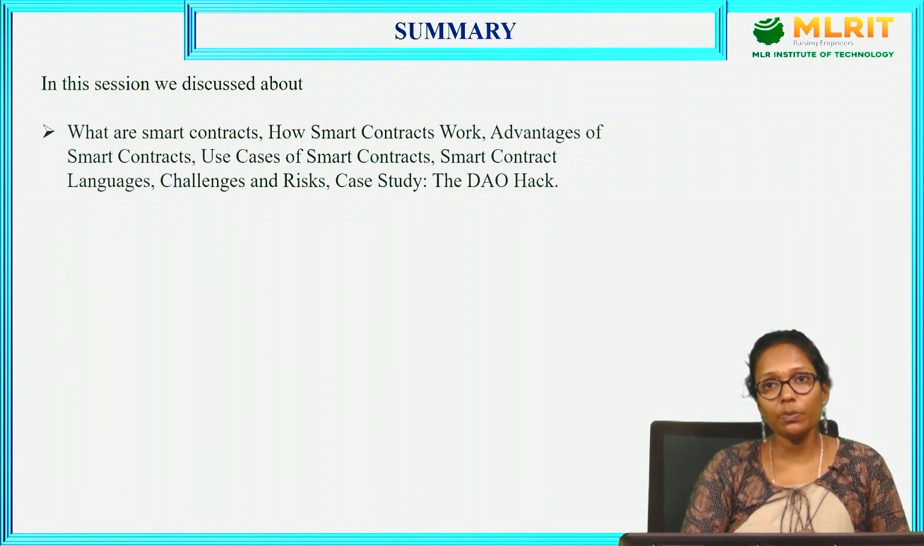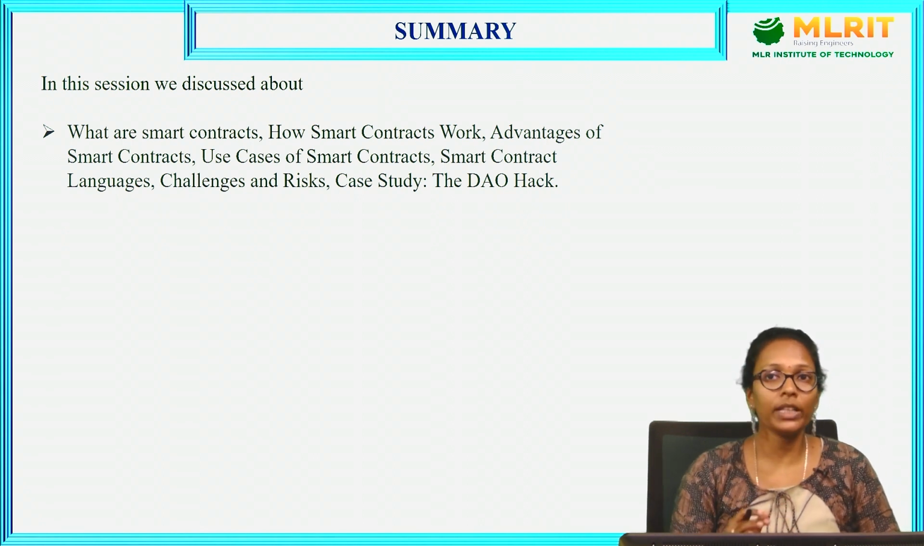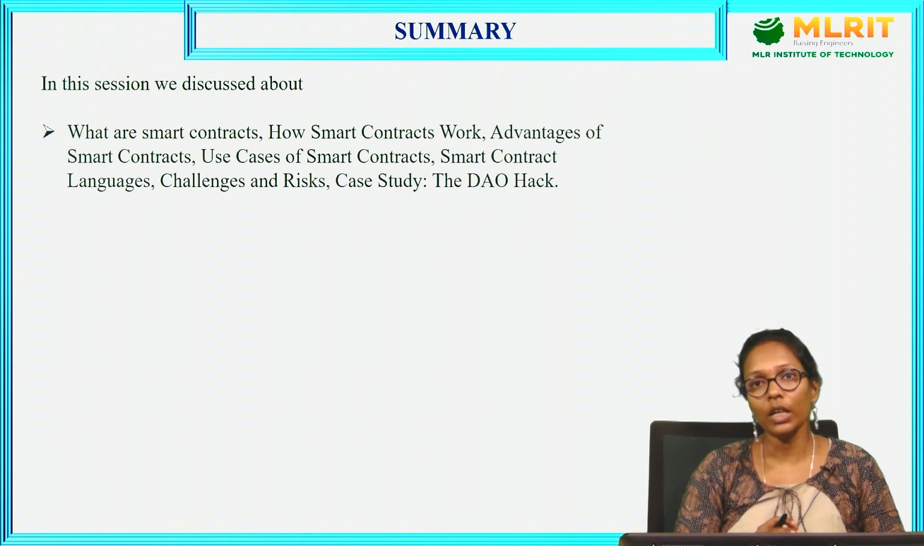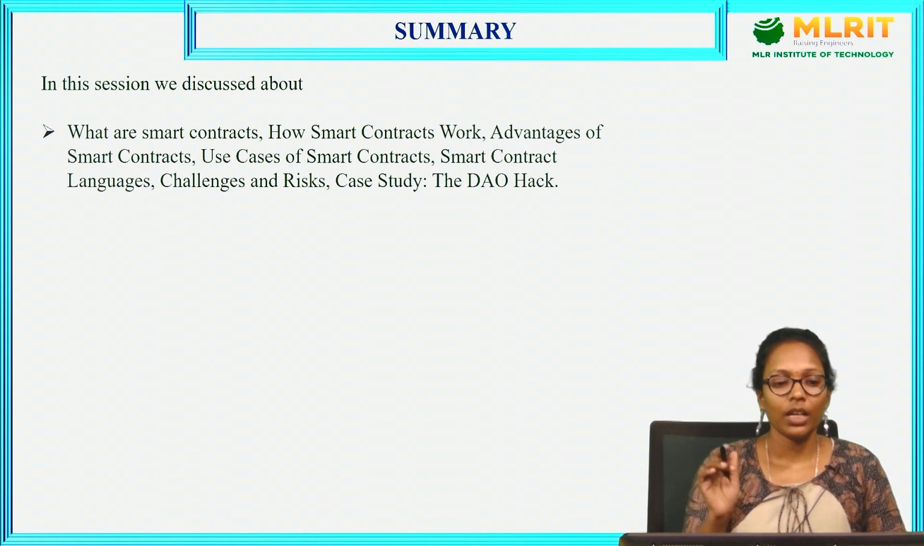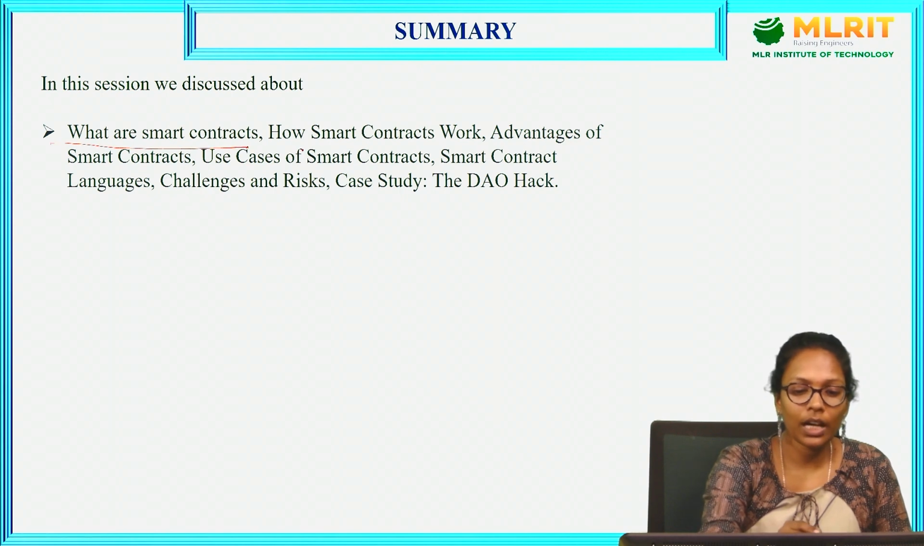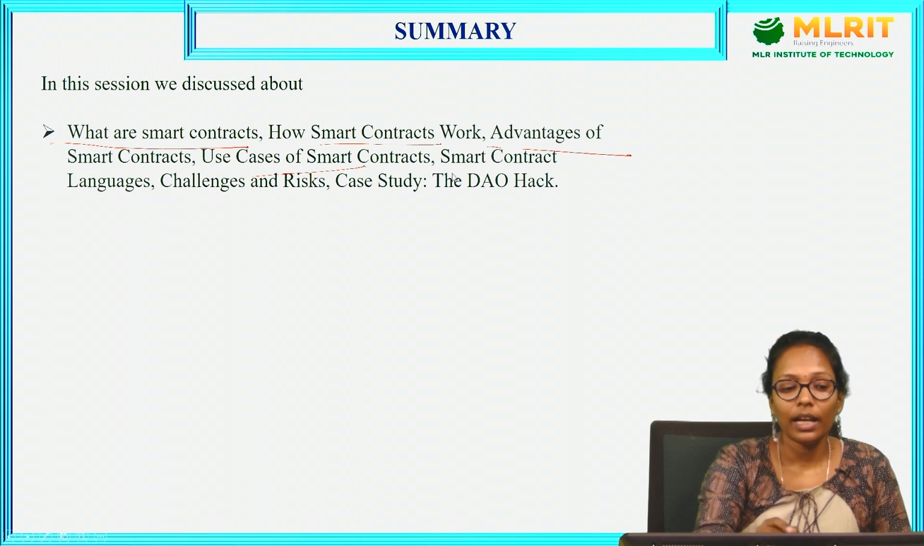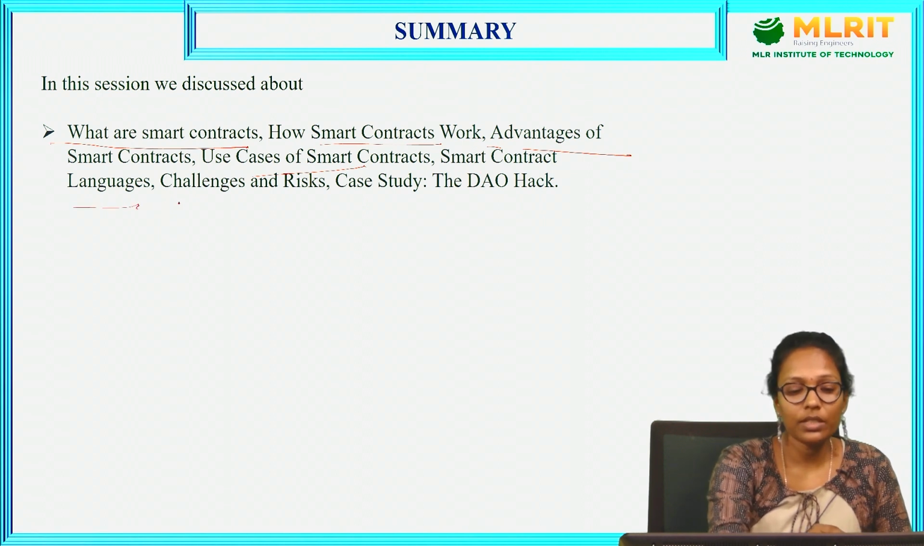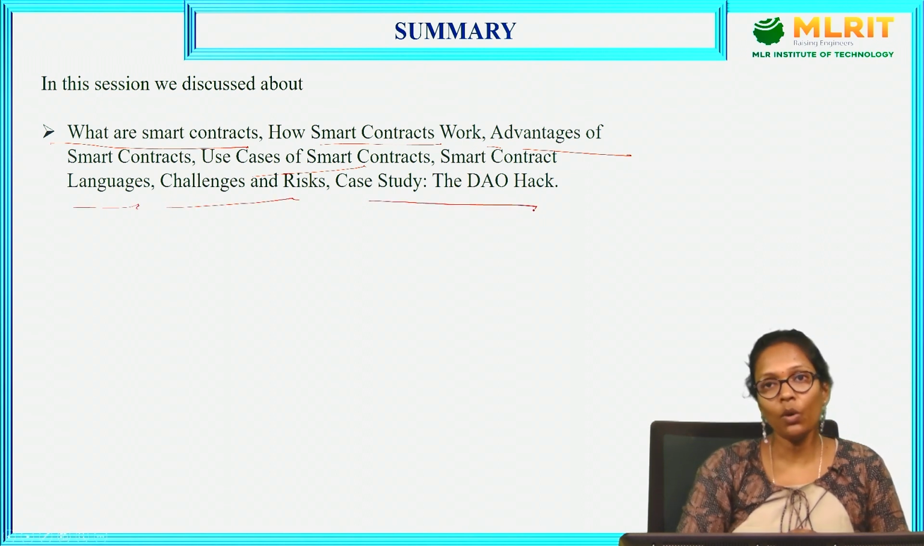The problem with the smart contract is, once I deploy the smart contract onto the network, I cannot modify that because of the immutability nature of blockchain. That is the main problem. So before deploying the smart contract itself, you need to check carefully. So that's about smart contracts. In this video, we discussed what is a smart contract, how they work, what are the different advantages, use cases, what are the different languages you're using, challenges, and the DAO attack.